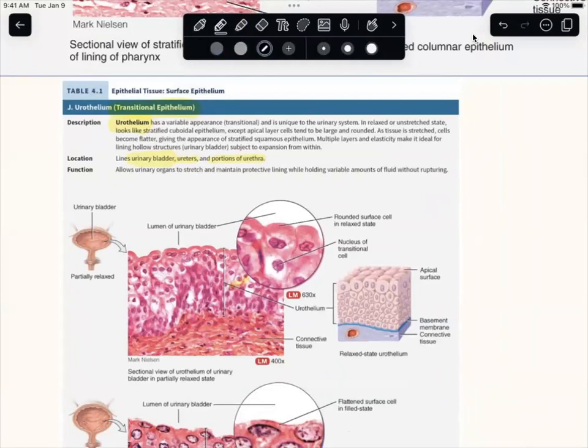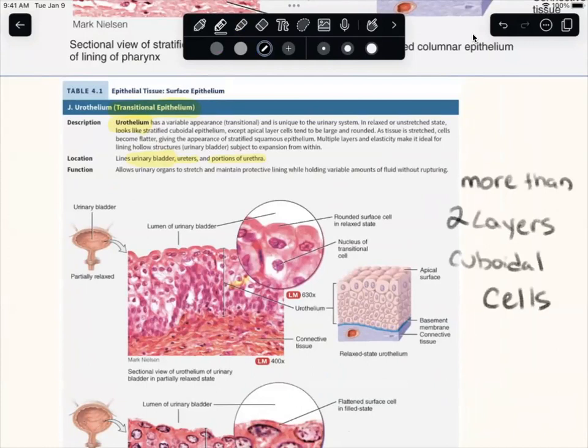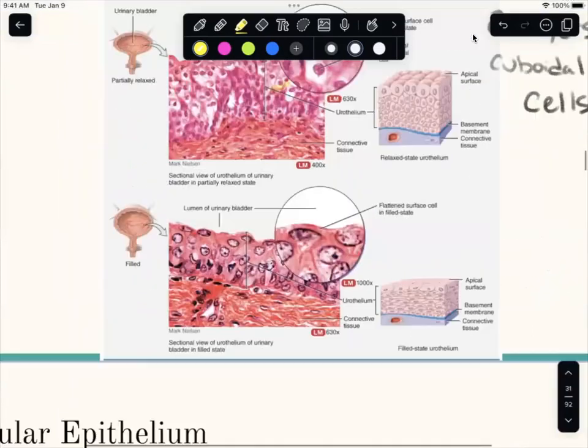And again, it may look like more than 2 layers of those cuboidal cells. So if you see a picture that has more than 2 layers of cuboidal cells, it could very well be this transitional epithelium, because you will not see that stratified cuboidal with more than two layers. So that's the main way to tell the difference between those two.